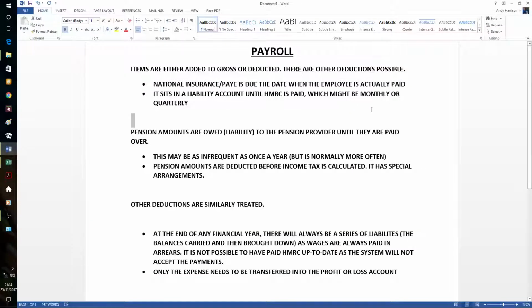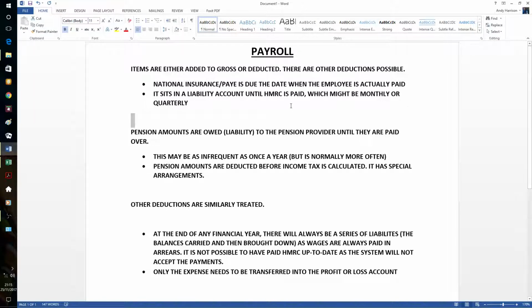Quick little notes then. Items are either added to the gross or deducted. There are lots of other deductions possible. Deductions for child maintenance, charitable giving, other forms of money and debt payments and court deductions, you name it. There are thousands of deductions that can be taken out of your wages before you actually see them.